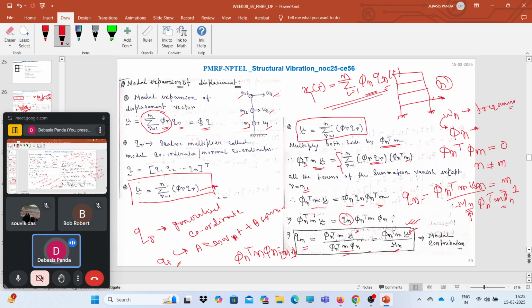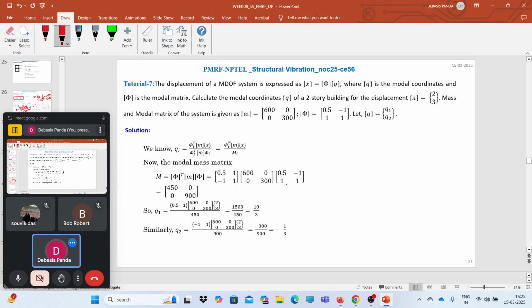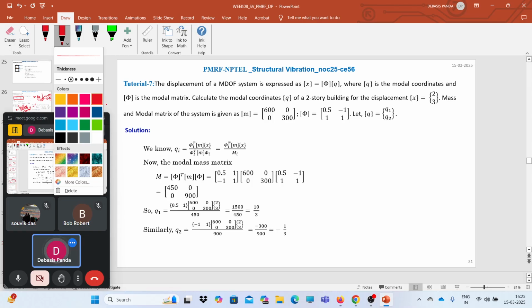Say, for example, for a 3 degree of freedom system, I provide you the initial displacement as 0.1, 0.2 and 0.3, and I tell you to find the modal coordinates, or the modal contribution, or the modal responses of the structure. How can you find it? You can directly use this equation and find the modal responses at each time point. I think this problem is from your assignments.